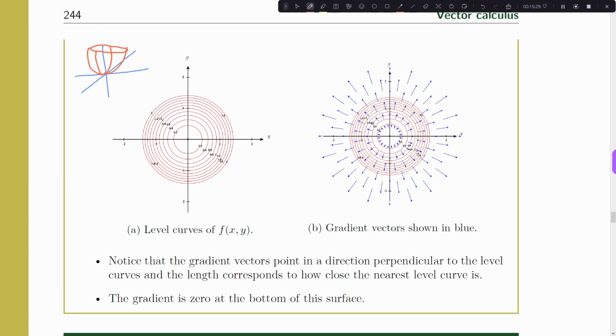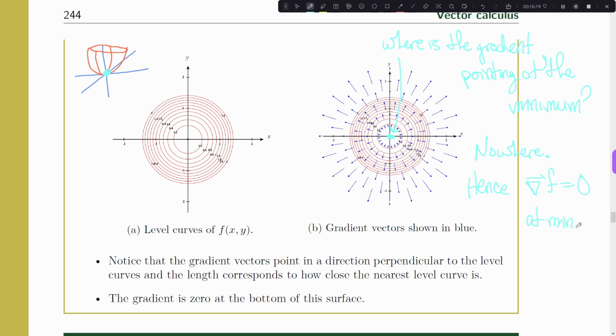Now you can imagine, this is the coolest thing about optimization with gradients. Let's ask ourselves the question, where is the gradient pointing at the minimum? Even right there, in which direction is there a slope? And the answer is nowhere. The gradient doesn't point in any direction, which is equivalent to saying, hence, gradient f equals 0 at the minimum.